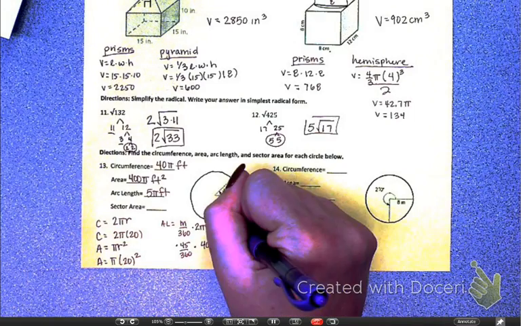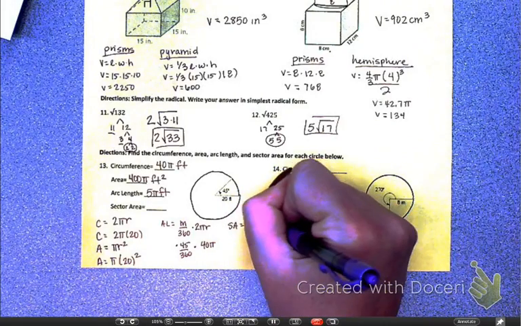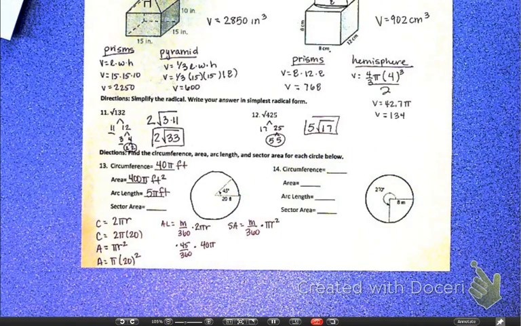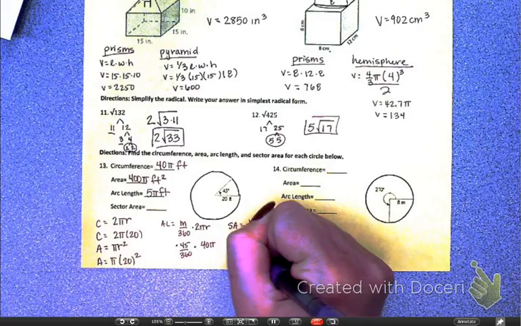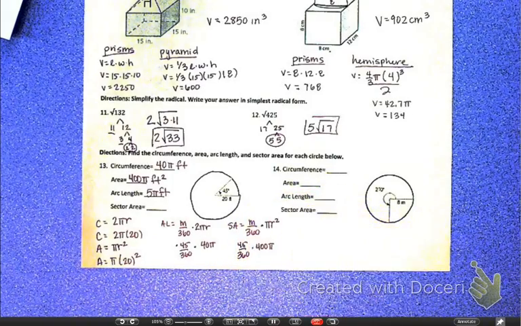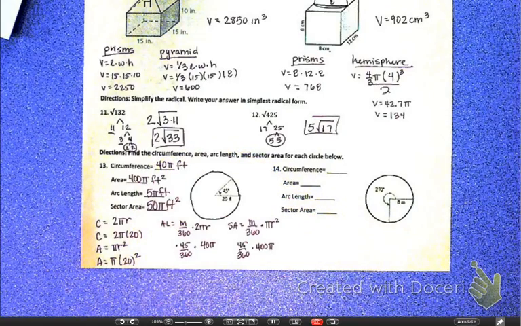Sector area. Same formula, except it's pi r squared. It's your area. So m over 360 times pi r squared. You already know what pi r squared is, your area, because you just solved it. So 45 over 360 times 400 pi gives you 50 pi feet squared. If you want to take the steps and do each part again, that's fine. But if you already have the information, why do extra work? You might as well skip a couple of those steps if you can, right?